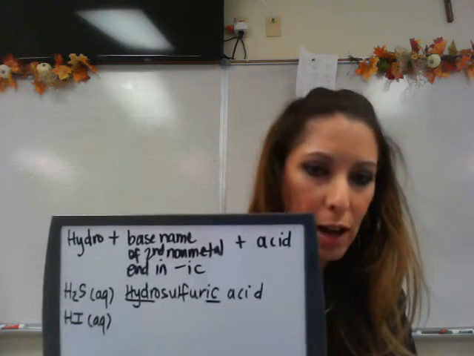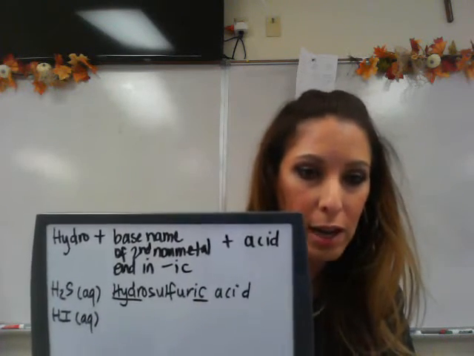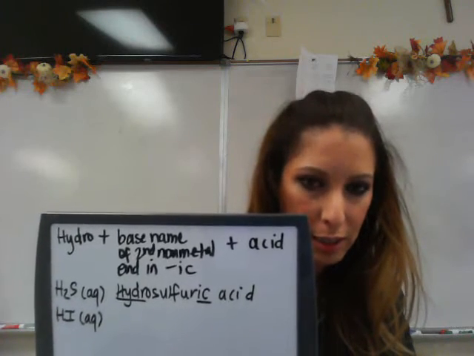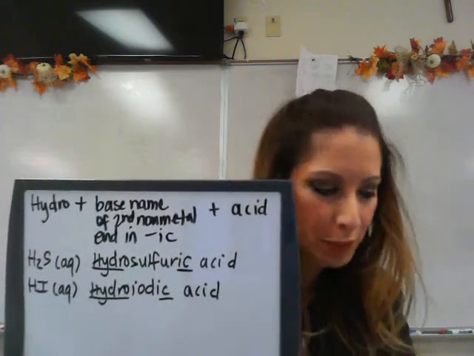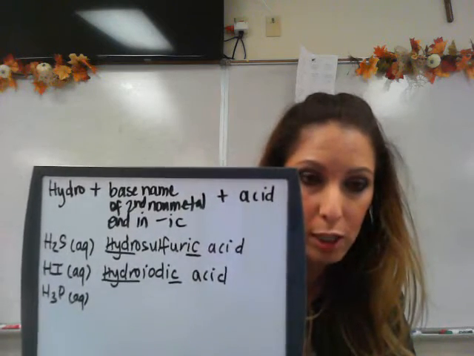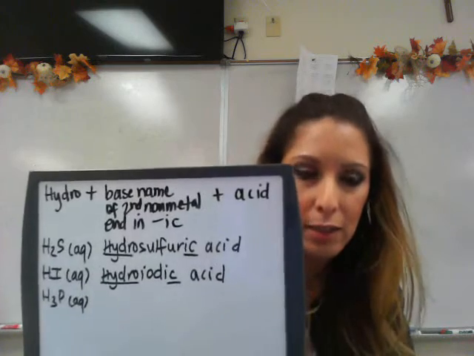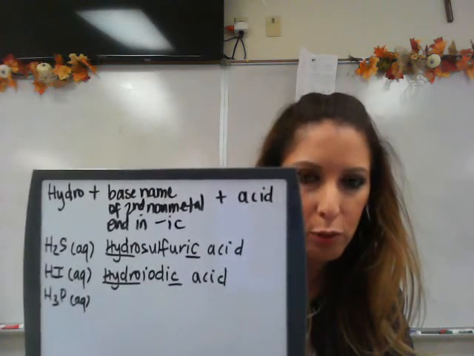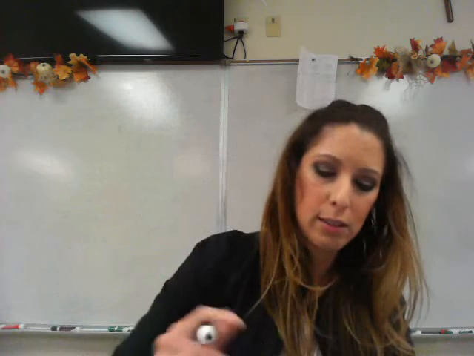Hydrogen attached to the nonmetal iodine, it's dissolved in water. This is hydroiodic acid. Again, students often say to me, how do you know that it's iodic acid and not iodinic? Because iodic sounds so much better. Okay, let's go on to H3P-AQ. Hydrogen is attached to the nonmetal phosphorus. It's dissolved in water. So this is another binary acid. This is hydrophosphoric acid.